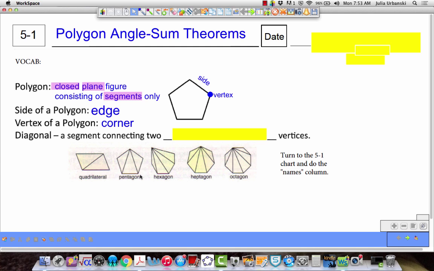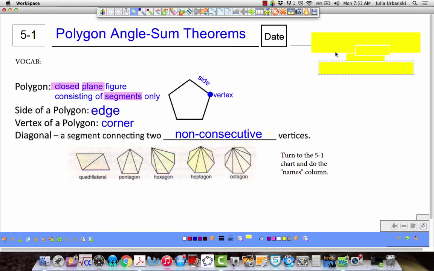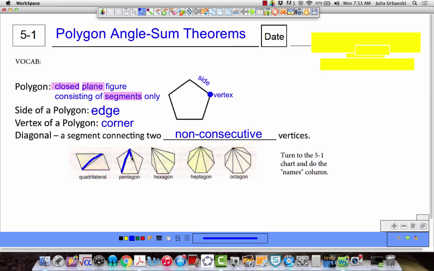Those are the diagonals. So it's a segment connecting 2 non-consecutive vertices. In other words, it's all the segments you could draw besides the sides themselves. So this segment is a diagonal. This segment right here is a diagonal from here to here and here to here. Anything that doesn't actually make an edge is a diagonal.